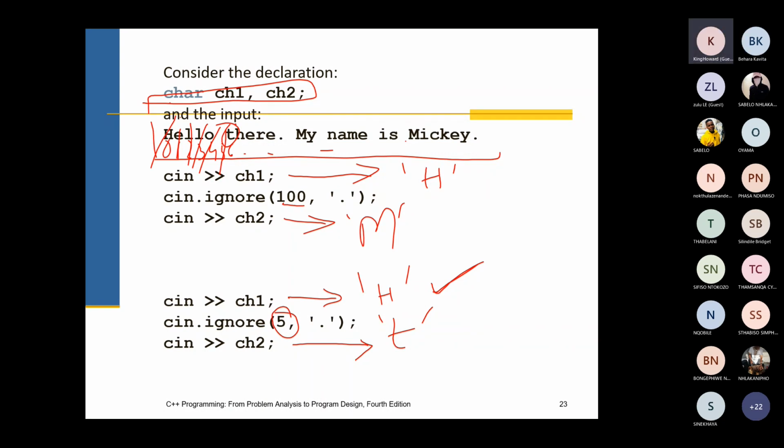Okay, so if we had a space there, we wouldn't have typed M. Correct. Right? Correct. You would have typed space. Okay, thanks.